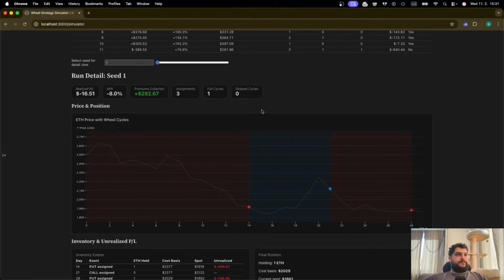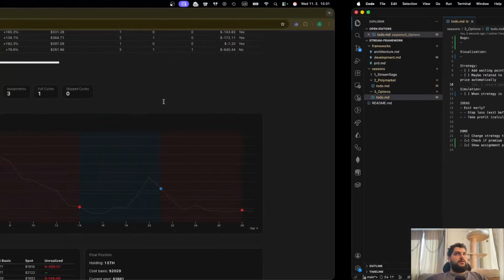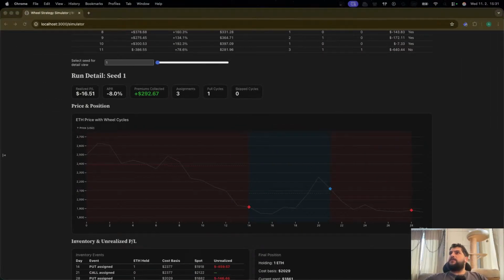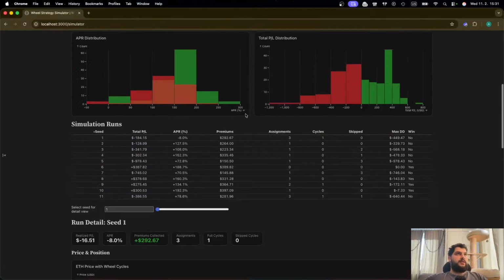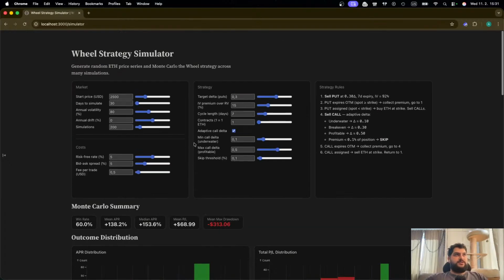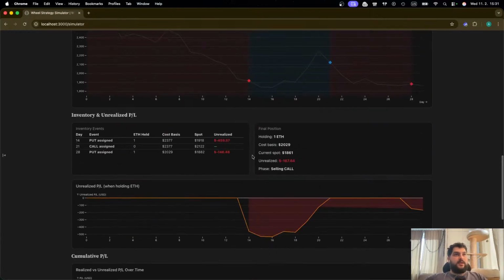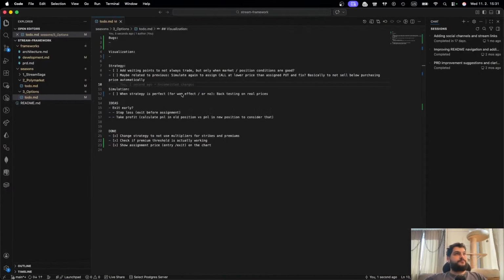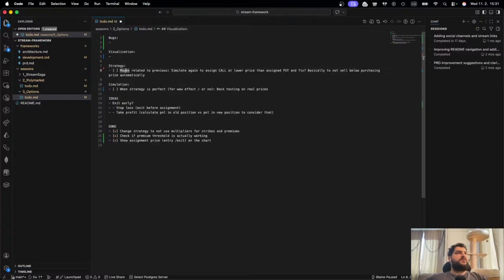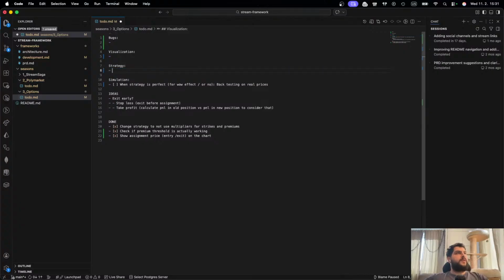Okay, so let's go back to calculations. I think these two myths were busted, and now we can continue on our strategy. So let's go back here and see what happened here. So we lost immediately, and let's remove those. I think add waiting points to not always trade, but only when the market position conditions are good. This is what we are doing basically. So I'm removing those completely, and maybe relate to previous simulate again to assign call at lower price and fix. Yeah, this is the same. So let's remove those. Simulation.